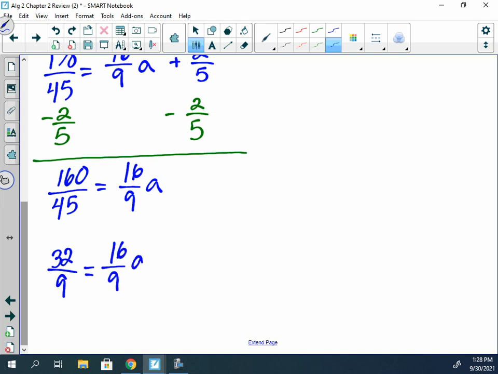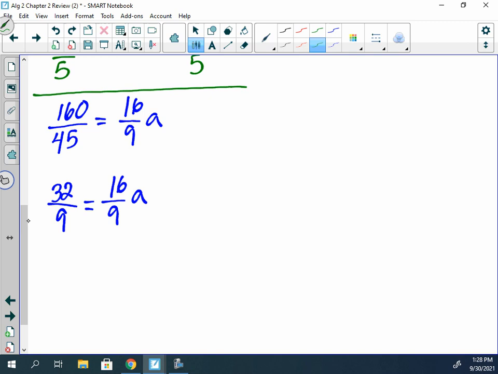As 45 and 160 are both divisible by 5. Any number that ends in 0 or 5 is divisible by 5. 9 times 5 is 45. 32 times 5 actually works out to be 160.